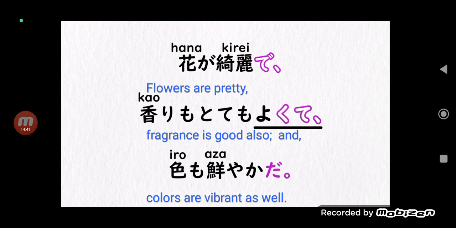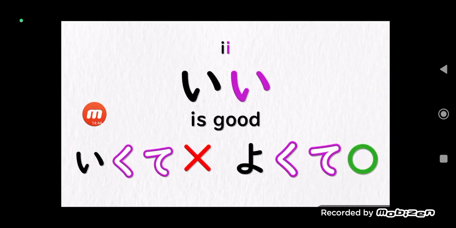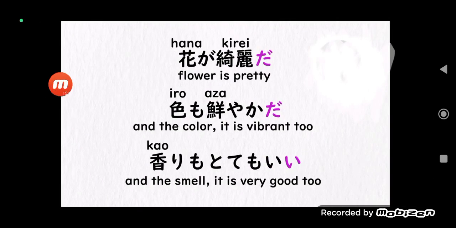Iro mo azayaka da. So remember, the i adjective ii, when you have to do conjugation, let's say conjugation to te form, it's not itte, but you first convert this ii into its conventional form, yoi, and then do the conjugation. So yoi, you drop the i in that yoi and place the kute, becomes yokute. Okay, so hana ga kirei da, iro mo azayaka da, kaori mo totemo ii.